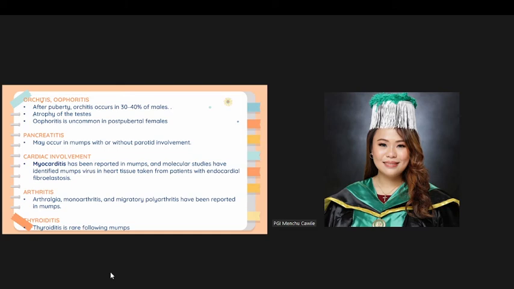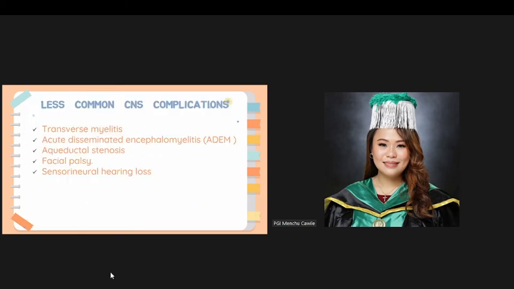Thyroiditis is rare following mumps, and it may occur weeks after the acute infection. Most cases would resolve, but some become relapsing and result in hypothyroidism. The next slide is the treatment. Less common CNS complications include transverse myelitis, acute disseminated encephalomyelitis, aqueductal stenosis, facial palsy, and sensorineural hearing loss.